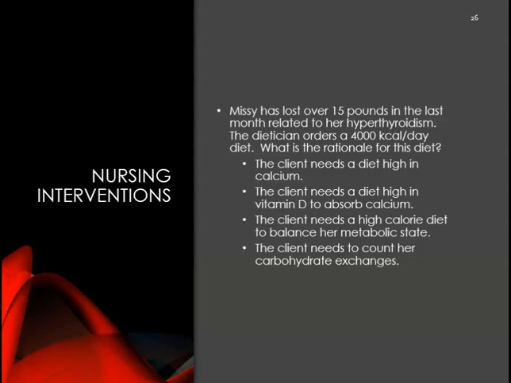So Missy has lost over 15 pounds in the last month related to her hyperthyroidism. A dietitian orders a 4,000 calorie a day diet. What is the rationale for this? So the answer is going to be number 3. The client needs a high calorie diet to help balance her metabolic state. Remember, these clients are using quite a bit of calories.